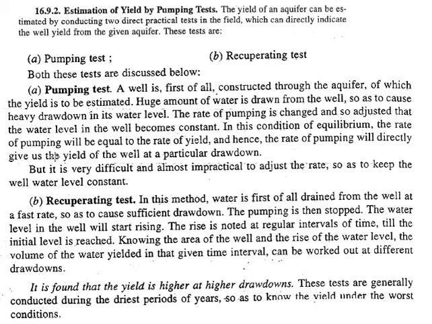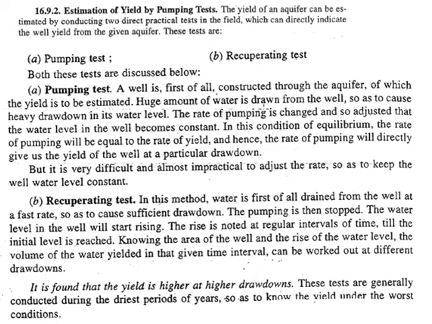Now when the rate of pumping equals the rate of yield, then we know the yield, because we know the rate by which we are taking out the water, and we also know that the water level in the well is constant. So from here we get an estimation that this is the yield. If we extract water at this rate, the water level in that well will stay the same, but it is very difficult and almost impractical to adjust such a rate. So that is the first method, the pumping test.